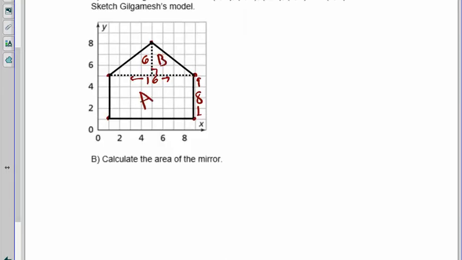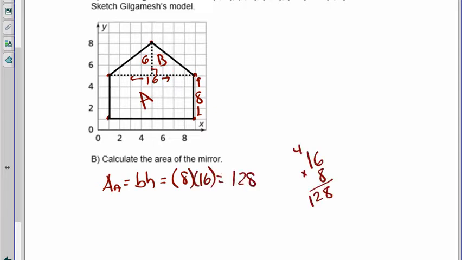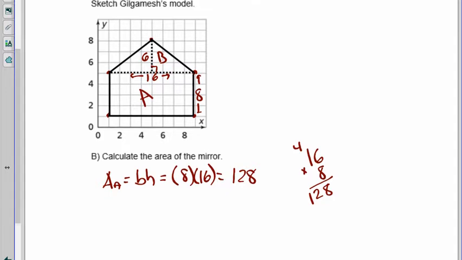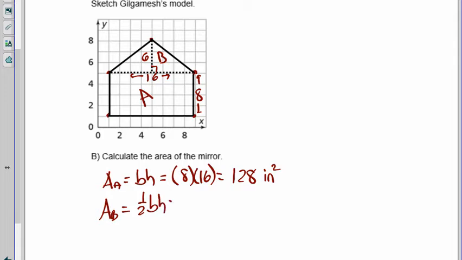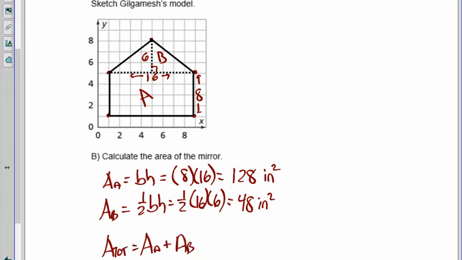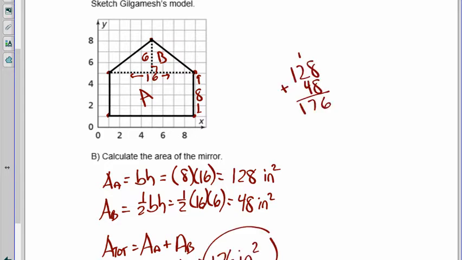So area of A is base times height. Look at the formulas I wrote. It is 8 times 16. Multiply that together, I get 128. And that would be inches squared. Area B is 1/2 base times height is 1/2 16 times 6. Half of 16 is 8, and 8 times 6 is 48 inches squared. The total area is area A plus area B, is 128 plus 48, is 176 inches squared.